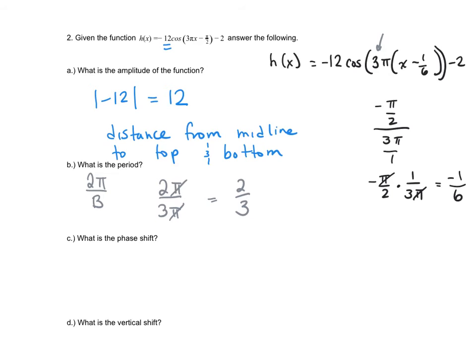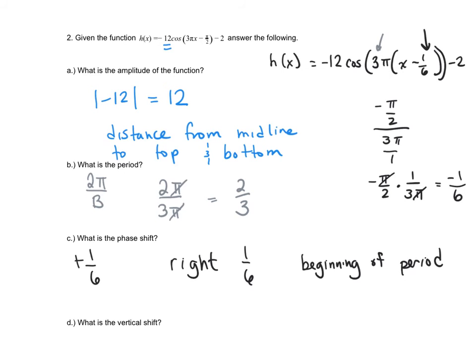The phase shift is how far left and right. And that's always the value, once you factor out your b, that is the number inside the parentheses. So in this case, it's -1/6. But remember, it's really +1/6. It's going to go right 1/6 because it's always the opposite of that sign. And this is really going to be the beginning of our period. So we start at 1/6, we go over 2/3 to find the end, so on and so forth.